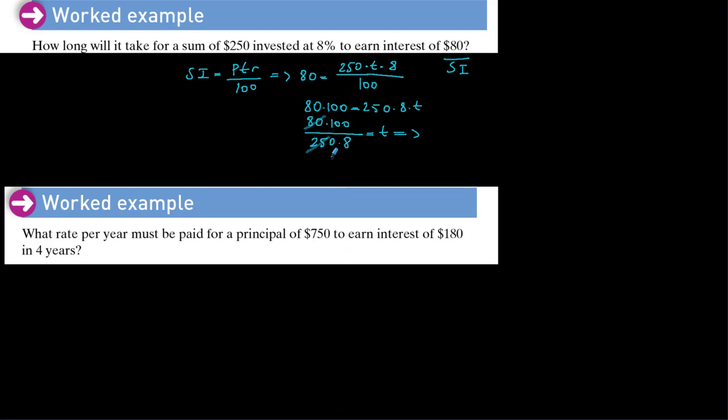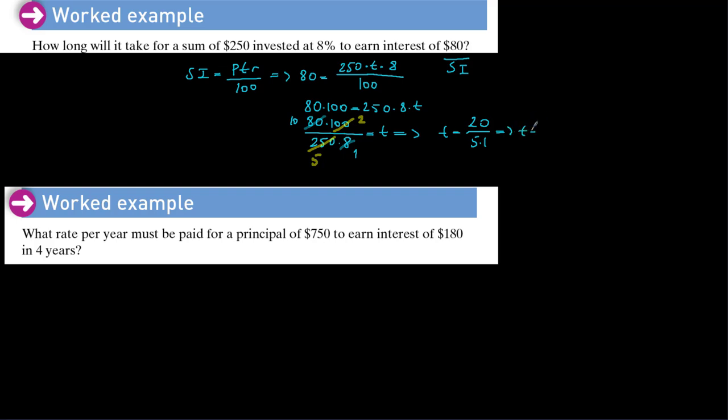If I simplify the expression, 80 and 8, if you simplify, this is going to be 10 and this is going to be 1. And 250 and 100 we may simplify: this is going to be 2 and this is going to be 5. So the result is t equals 10 times 2, which is 20, divided by 5 times 1, which is equal to 4.